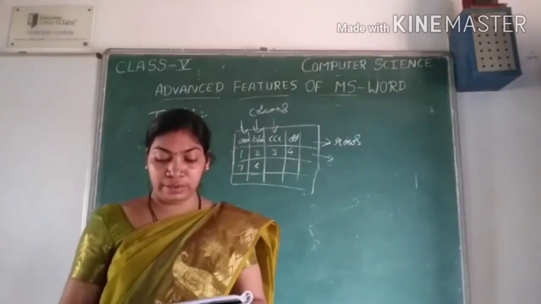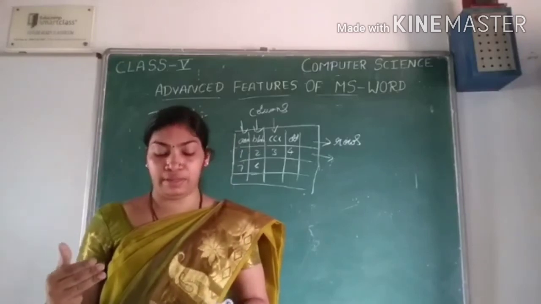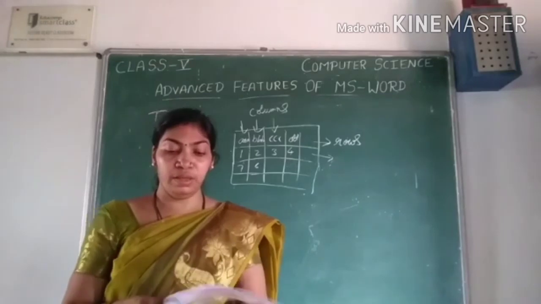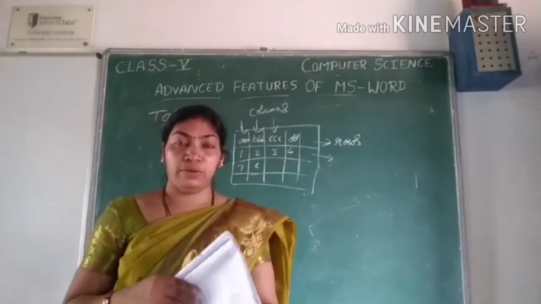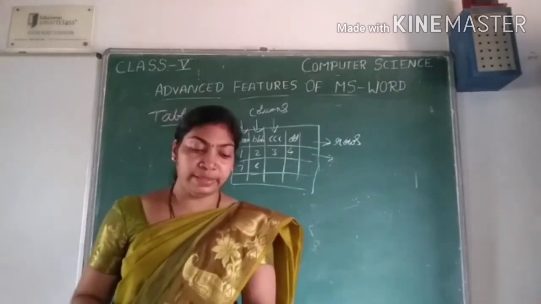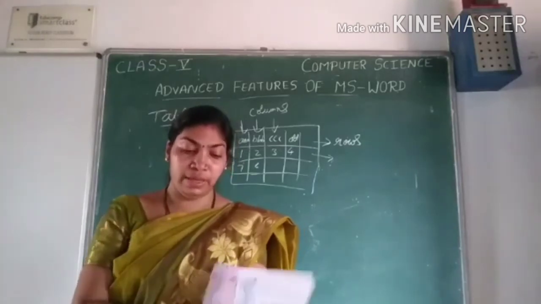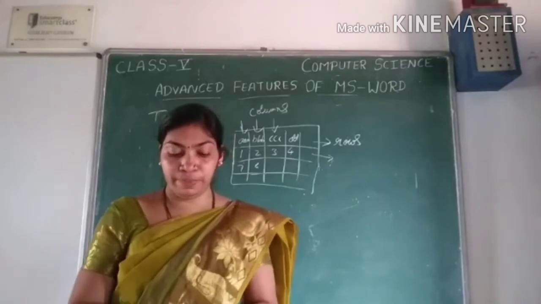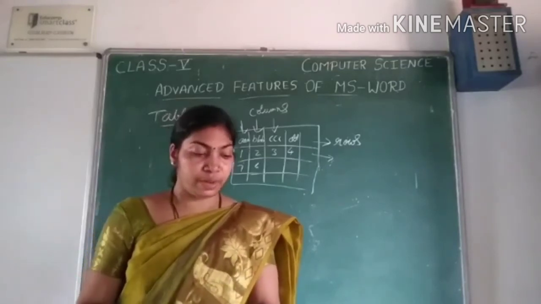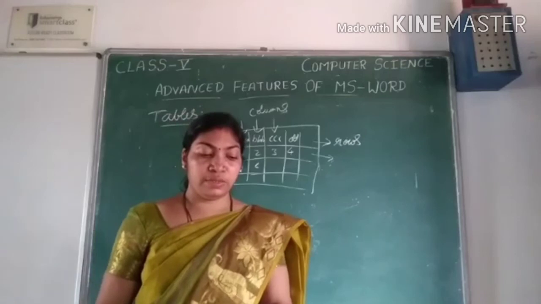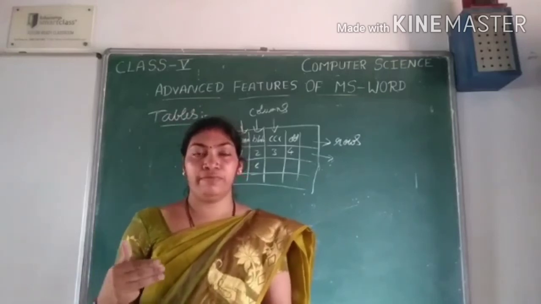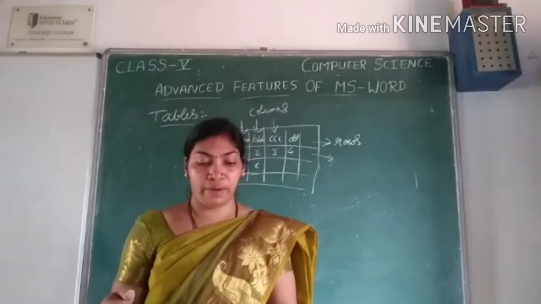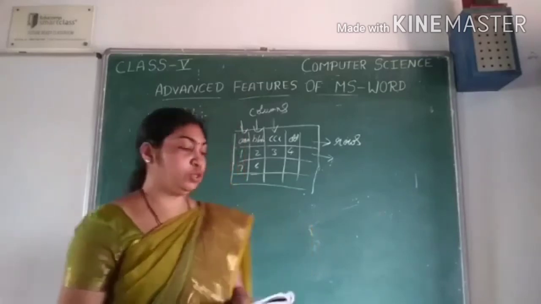To insert a table, there are various steps: inserting a table, then inserting rows or columns in a table, then applying borders to a table. Applying table borders is important. All these steps I'll explain when I'm doing the practical part. Next is inserting pictures.